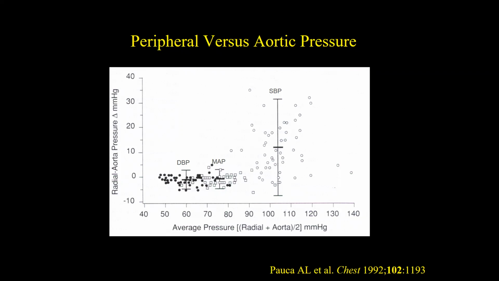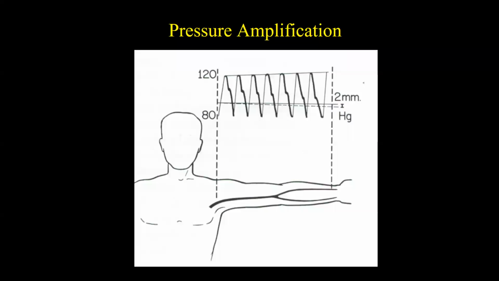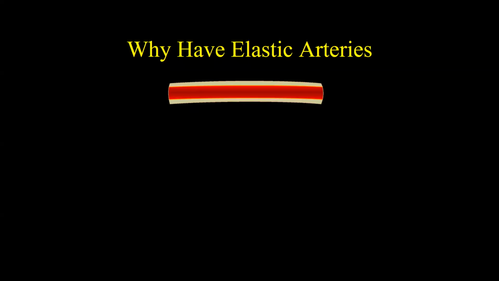Very big differences. And the reason that I'm teaching people who already know this here, the reason that you get the difference is that pressure gets amplified as you go away from the heart towards the periphery, towards the brachial artery, and blood doesn't flow uphill, so you get a reduction in mean pressure of 2 millimeters of mercury, but you amplify the systolic pressure going from the aorta to the arm. And that amplification is due to the fact that the arteries are elastic.